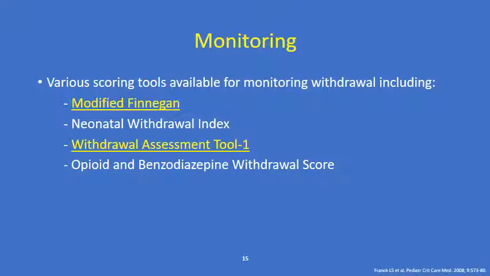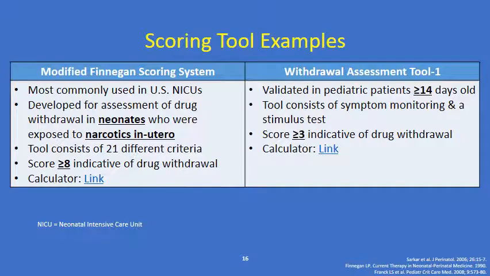So there are different monitoring scoring tools that we can use to monitor for withdrawal. I'll say the most common ones are the modified Finnegan and the WAT1, or the Withdrawal Assessment Tool 1. So those are the ones I'm going to go into more information about. When we look specifically at the modified Finnegan scoring system, this is the one that is most commonly used in NICUs. So this is what we use here. And it was first developed for assessment of drug withdrawal, specifically in neonates who were exposed to narcotics in utero.